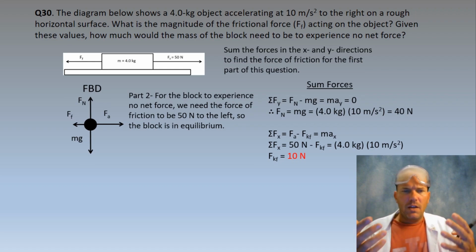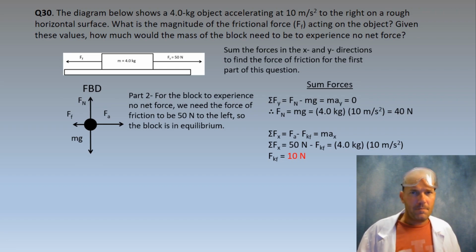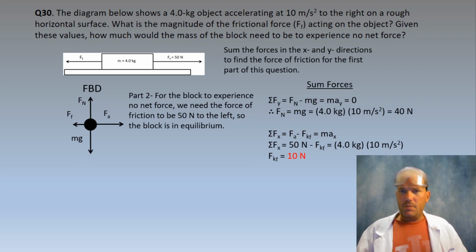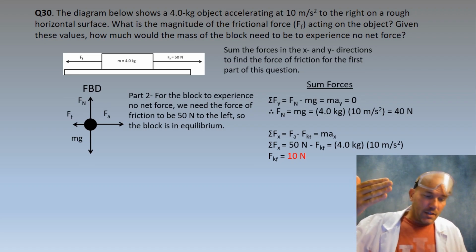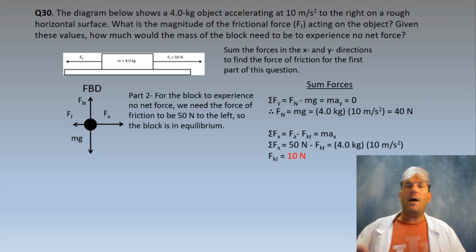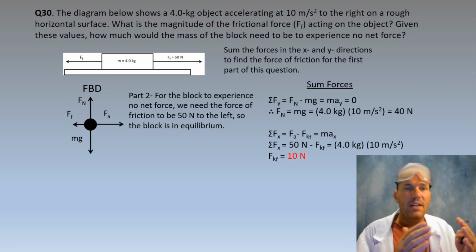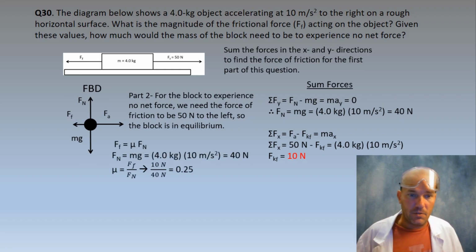Okay, for part 2, for the block to experience no net external force, we would need the force of friction to be 50 newtons to the left, right? So there's a force applied of 50 to the right. It's moving to the right with a force of friction of only 10 newtons, but we want a vector that is equal in magnitude, opposite in direction. So in other words, we need force of friction to be equal to 50 newtons to the left, okay?